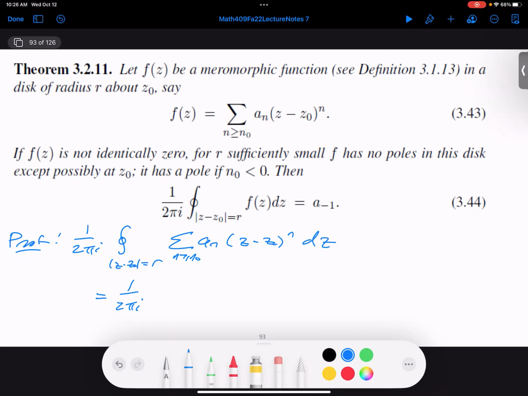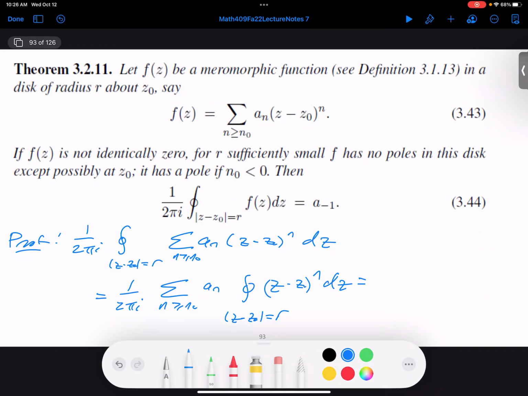This is why you have a class that proves things like this. So I have a sum, n greater than or equal to n naught, of a_n times the integral over |z minus z naught| equals r of z minus z naught to the n dz. But we know that the integral of z minus z naught to the n dz is equal to 1 if n is -1 and 0 otherwise.